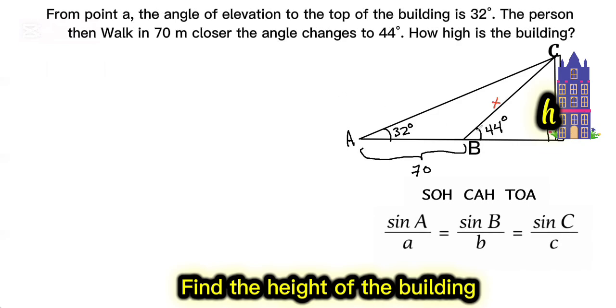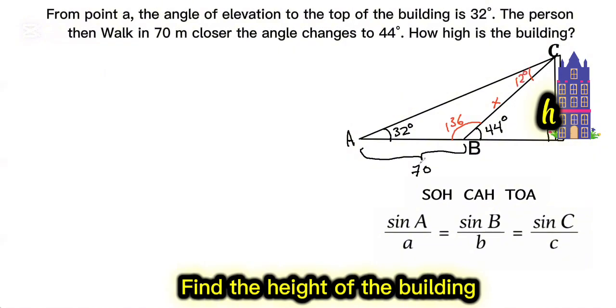Now we could find angle CBA, because it's a supplementary angle to 44. All you need to do is go 180 minus 44, and that's going to give you 136. And therefore, we could find angle ACB, because the sum of angles in a triangle is 180. So if you go 180 minus 32 minus 136, that will give us 12.